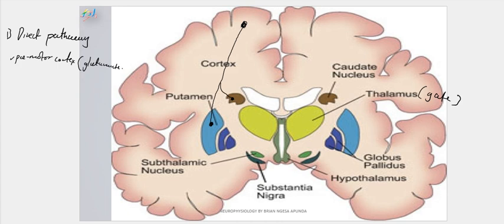So the primary signal from the primary cortex all the way down to the putamen and caudate. So this is referred to as the striatum. So let's say from the primary cortex to the striatum. So once the caudate and the putamen have been activated, so the striatum normally sends some inhibitory signals. They normally send inhibitory signals to the globus pallidus.